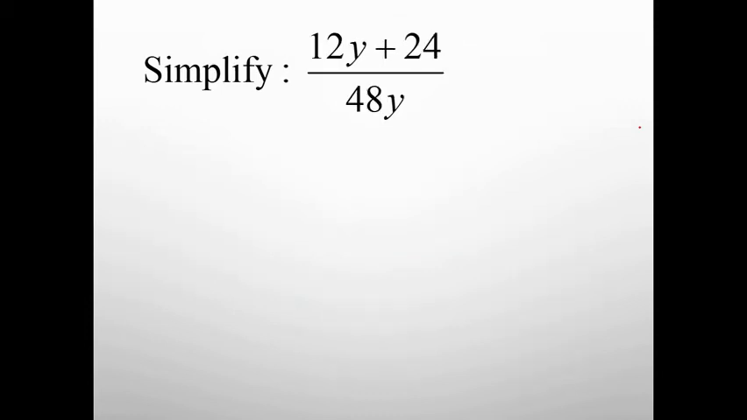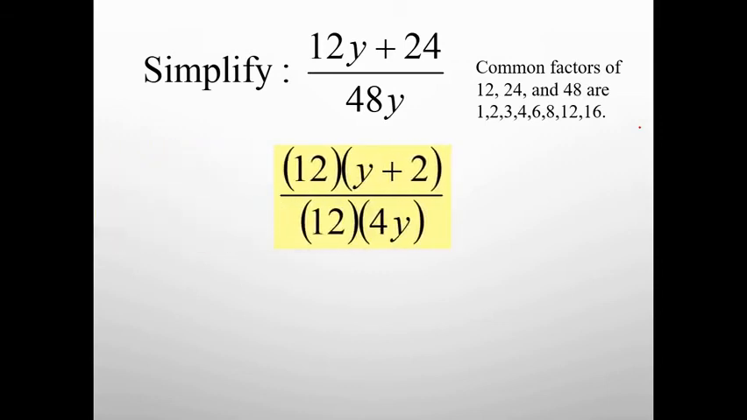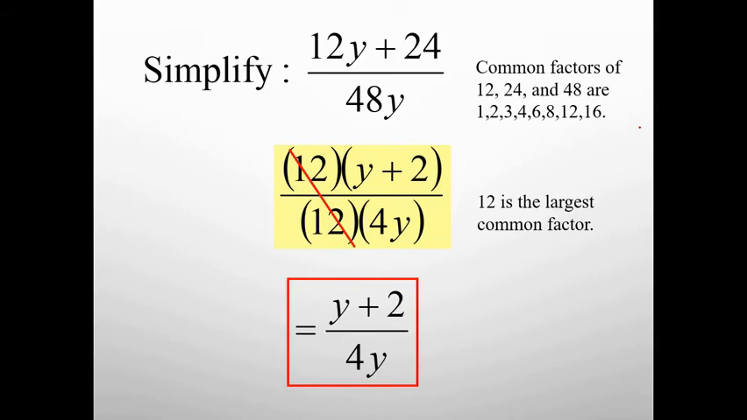What about these numbers? Common factors of 12, 24, and 48. They have a number of them, but which one are we going to use? That's right, we're going to use the 12. So we're going to factor out 12 to get 12 times y plus 2 and 12 times 4y. So 12 is the largest common factor. Notice that they, of course, are going to cancel, and so we get y plus 2 over 4y.